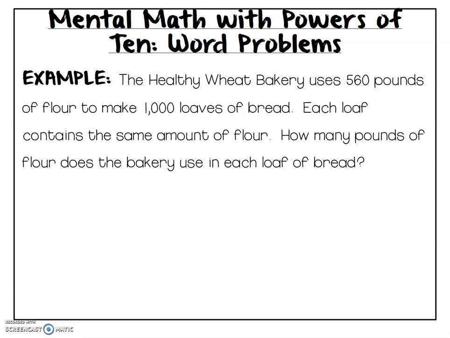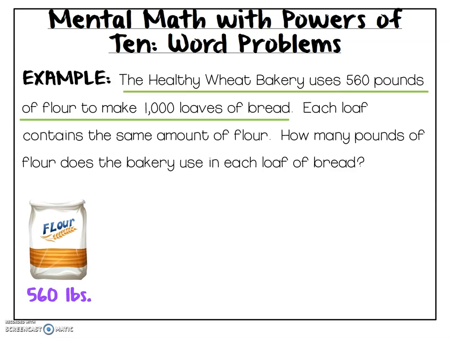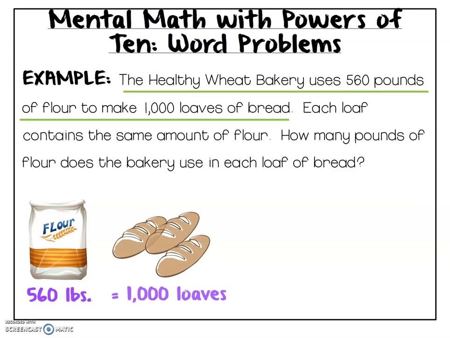Okay, so I can tell that this question is all about a bakery, and I can picture the loaves of bread already made fresh out of the oven, and I can picture the bags of flour that they used all ready to be set for the next day. So now let's go line by line. The first sentence says the Healthy Wheat Bakery uses 560 pounds of flour to make 1,000 loaves of bread. So I'm picturing a giant bag of flour that's going to be our 560 pounds and a bunch of different loaves of bread. So all 560 of those pounds make 1,000 loaves.